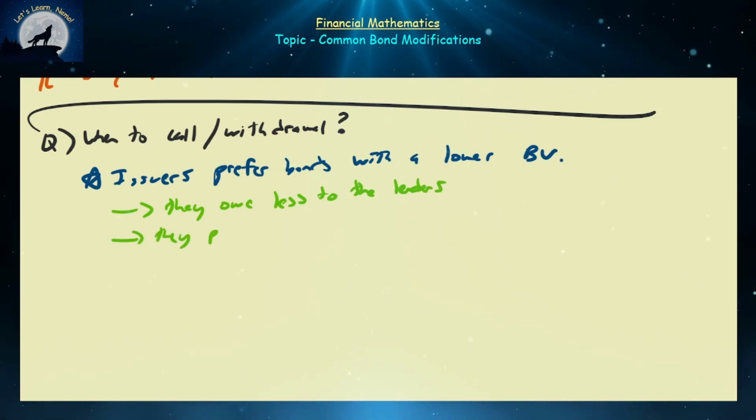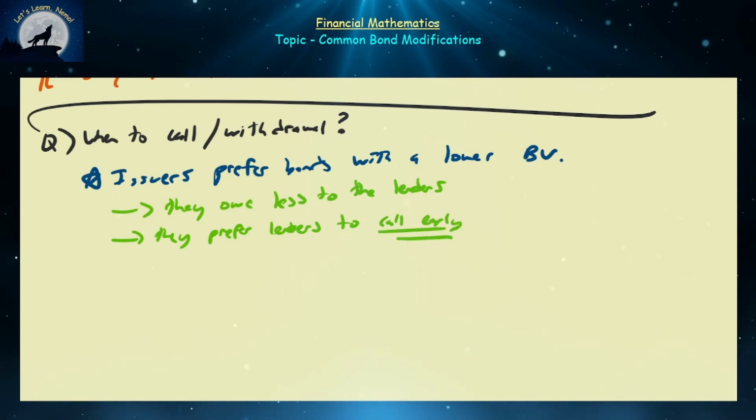Also, they prefer lenders to call. So what do you think? Do you think an issuer prefers you to call at time t equal to 2, 4, or 7? The general case is that they prefer you to call early. And think about that. Why do you call early?